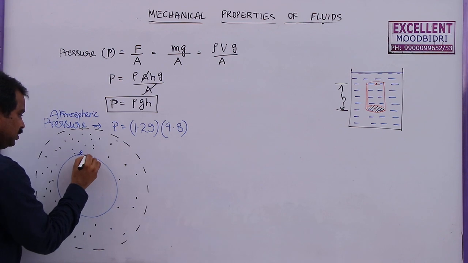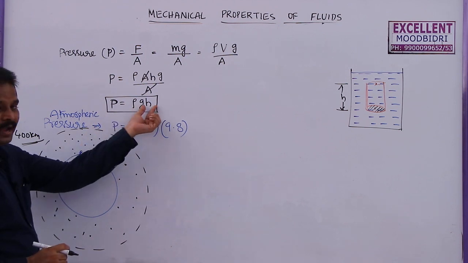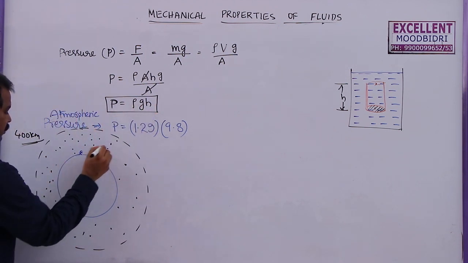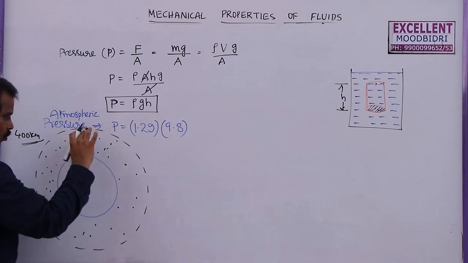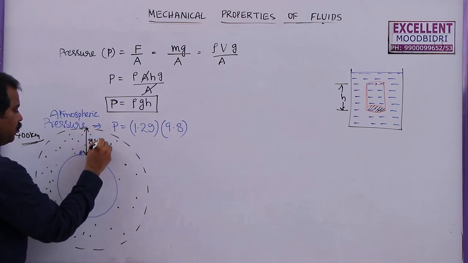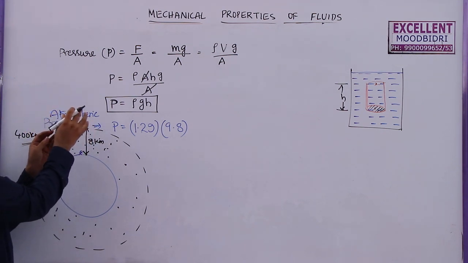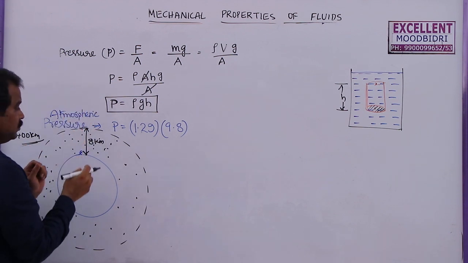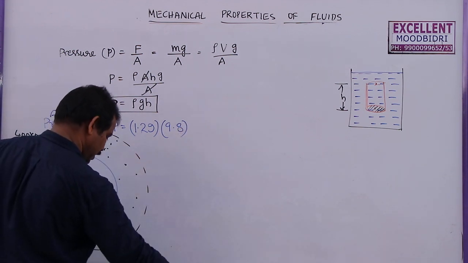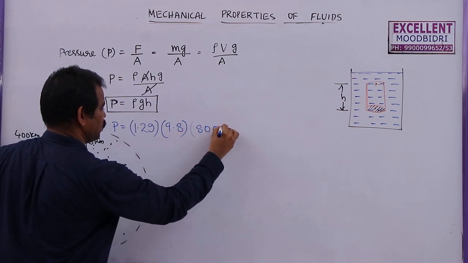Even though this atmosphere is spread up to nearly 400 kilometers, while calculating the height of the atmosphere on the surface of the earth, the maximum air will be spread only up to 8 kilometers. After that, the mass of the air per unit volume, that is density, is very, very less. So that's why we are going to write this value as 8 kilometers, that is 8,000 meters.